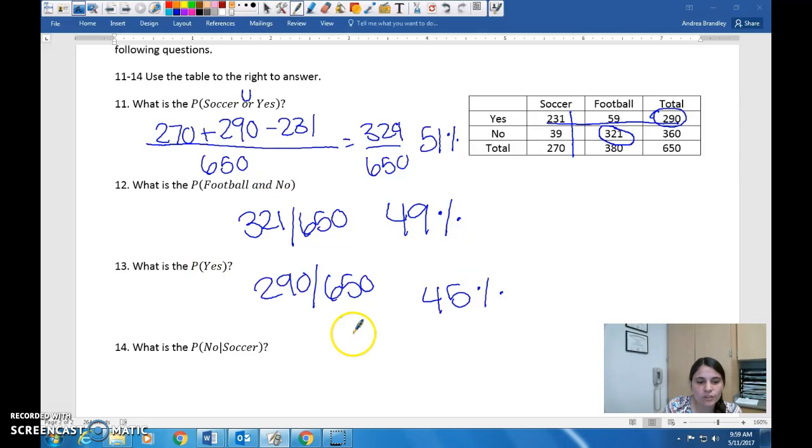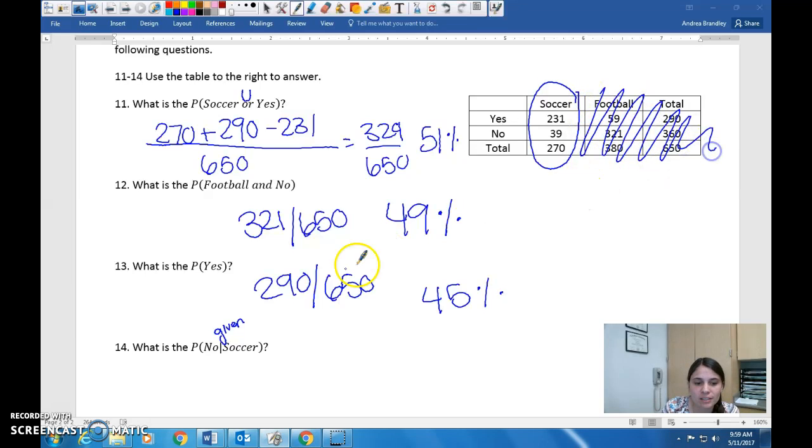And then the last one for this section has this little line here, which means given. So the probability of no given soccer. That given part, that second part, is really important because it means we know they're in the soccer column. So this is the only column we care about. We don't care about the rest because we know that the soccer part is true for this person. So we want the probability of them saying no, given they were asked if soccer is awesome.